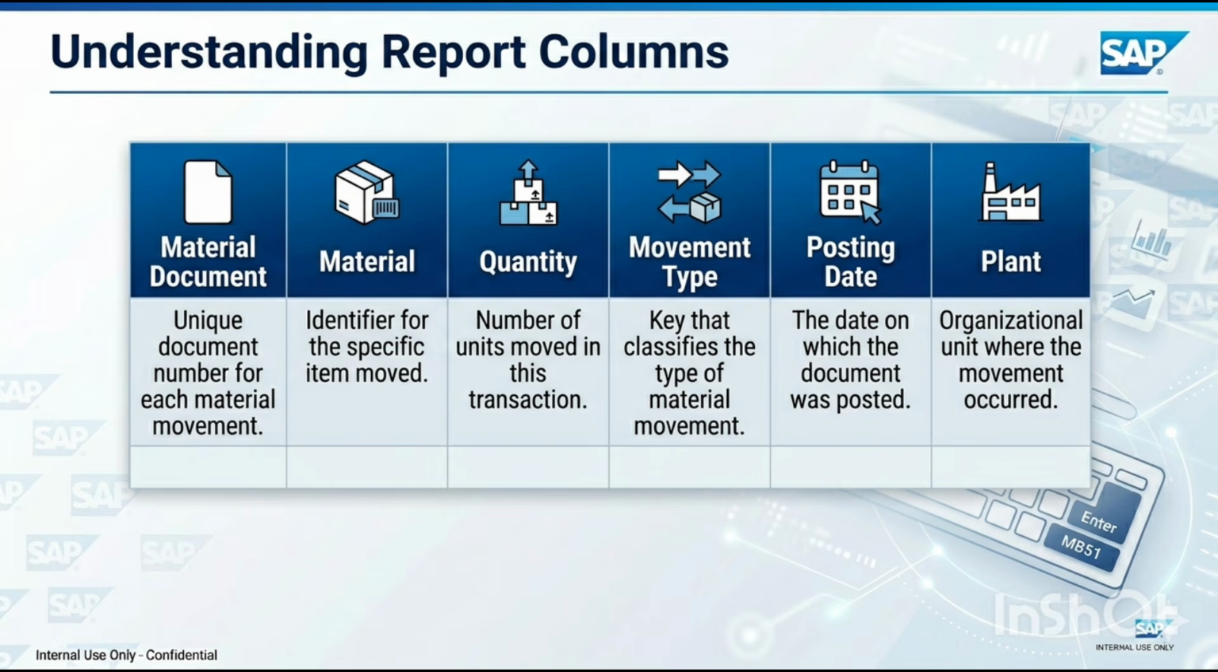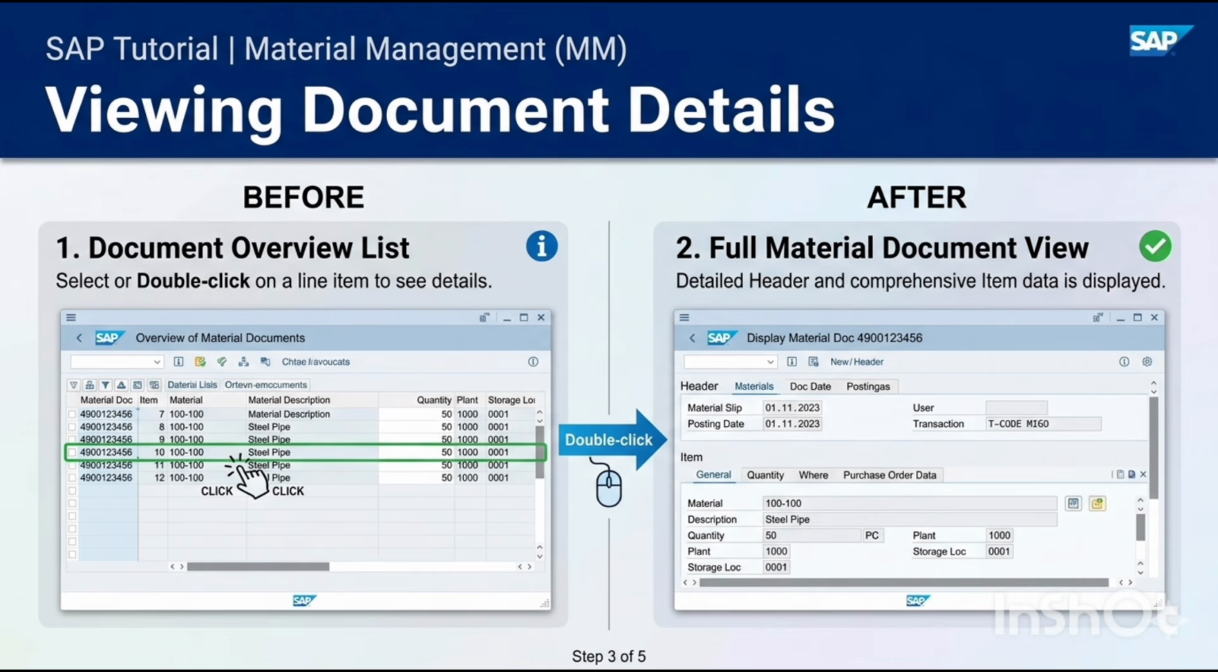Then we have movement type, the key that classifies the type of material movement, what kind of movement actually occurred. Then we have plant and storage location, where the movement has actually happened. Understanding these columns is the key to reading the report correctly. For example, movement of material from one plant to another plant, or movement of material through a purchase order to a plant. They are different types of transactions.